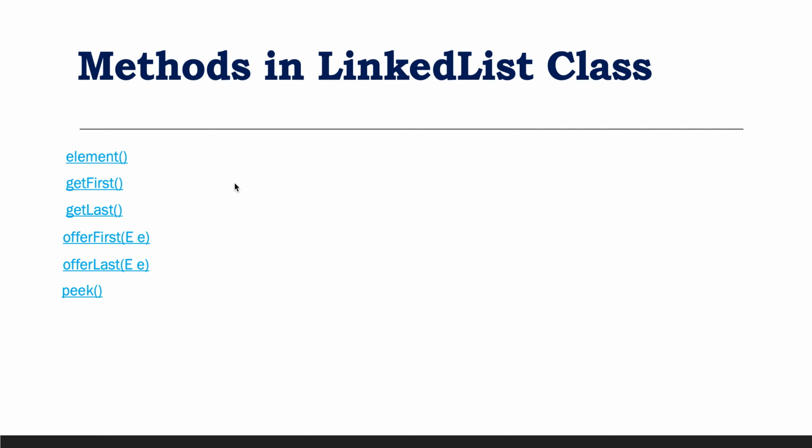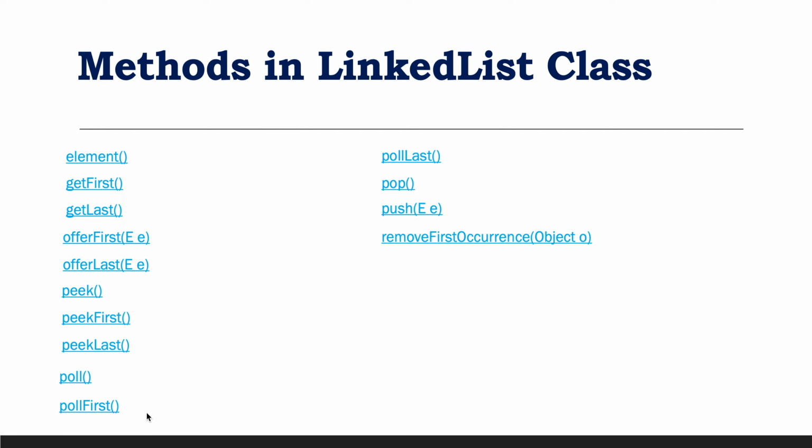Since the linked list structure internally uses the queue, right, queue, deque, all the methods available inside the queue data structure are also going to be available inside the linked list class. These methods are available inside the queue: peek, peekFirst, peekLast, poll, pollFirst, pollLast, pop, push. So those methods are also going to be available inside the linked list. We will see some examples also.